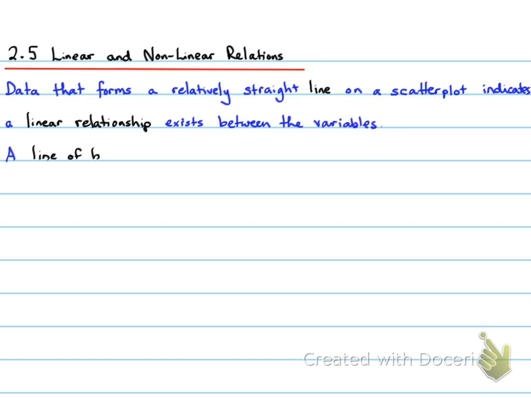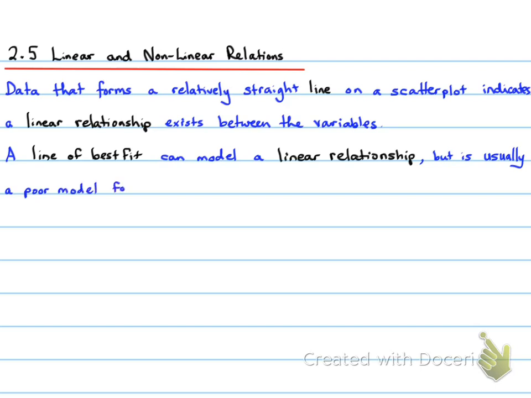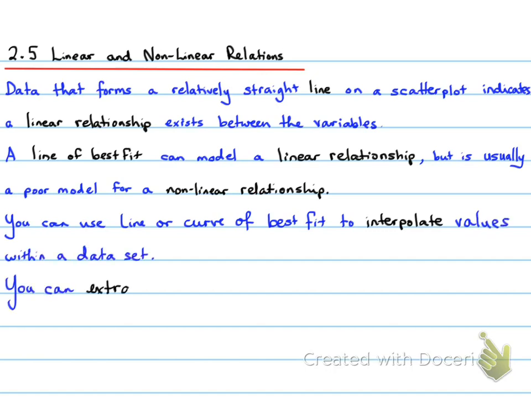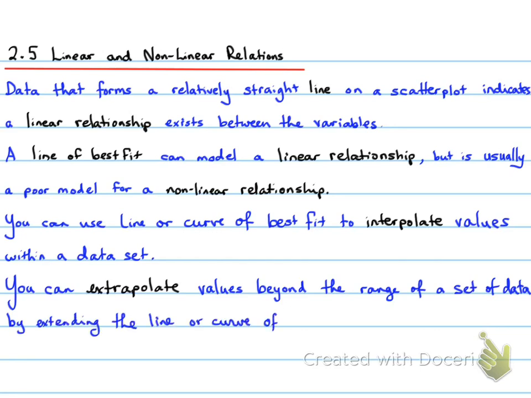Now, a line of best fit can model a linear relationship, but is usually a poor model for a nonlinear relationship. Now, you can use a line or curve of best fit to interpolate values within a data set. You can extrapolate values beyond the range of a set of data by extending the line or curve of best fit.